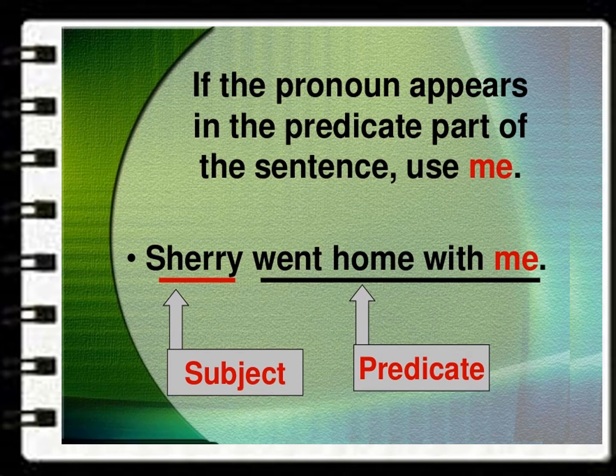Next, if the pronoun appears in the predicate part of the sentence, use me. Sherry went home with me. Sherry is our subject. Went home with me is our predicate. So we will use me. Look, children. If you notice, we use I in the beginning of the sentence and me, we put it at the end of the sentence. Let's move on.